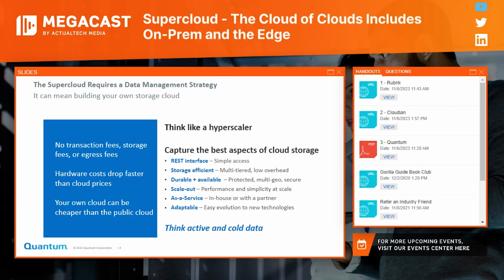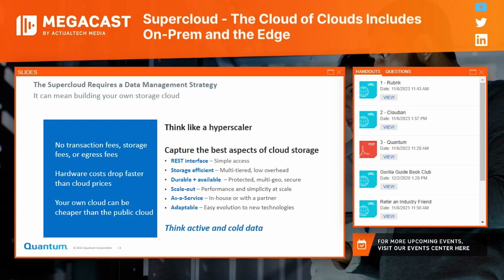So one of the things to think about is these key aspects of cloud storage that you've grown used to, and how do you achieve these within your own environment. Of course, REST interfaces are very important for simple access. Storage efficiency is really important in being able to leverage multi-tiers of storage at different costs and performance profiles, and provide for very low overhead. There's durability and availability characteristics that you potentially want to preserve.